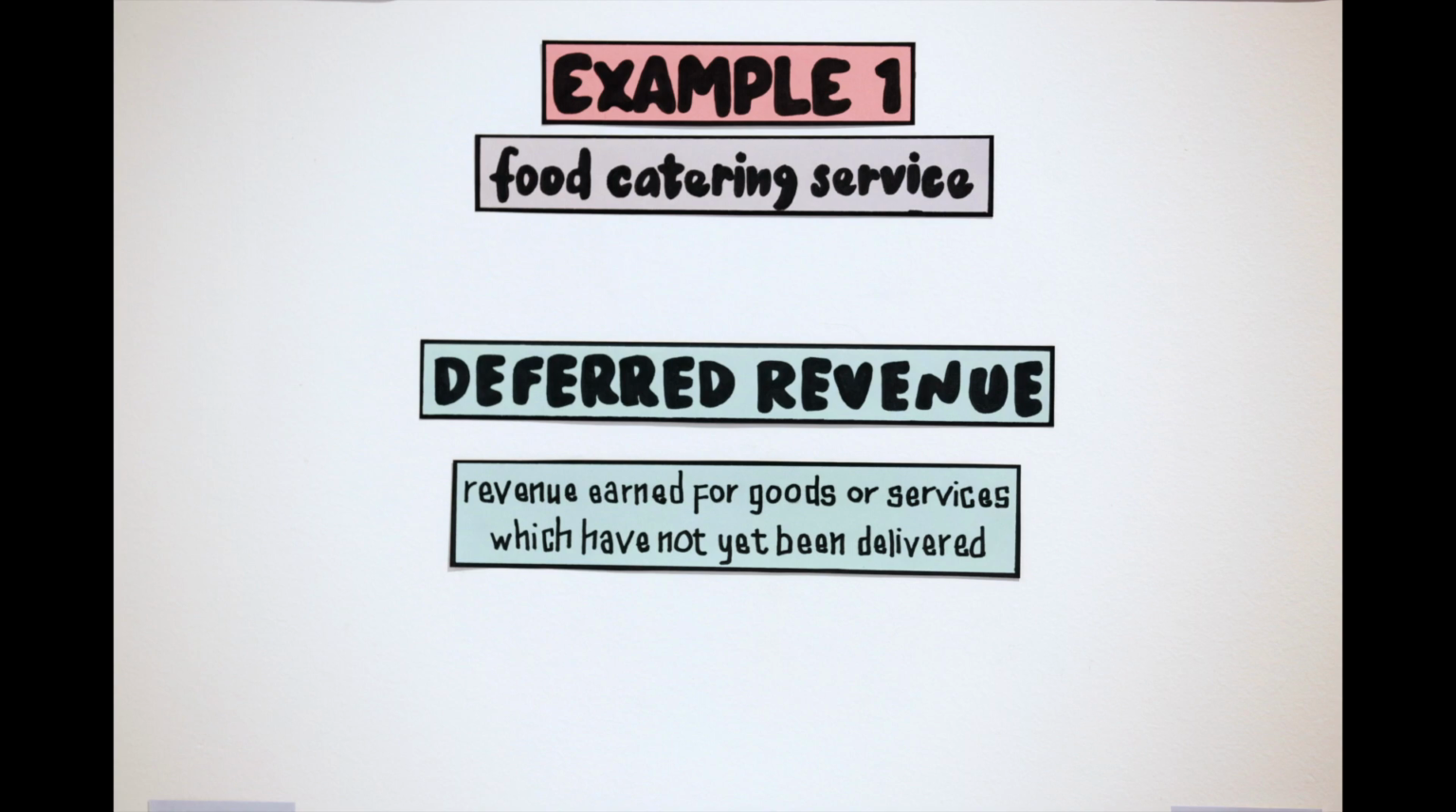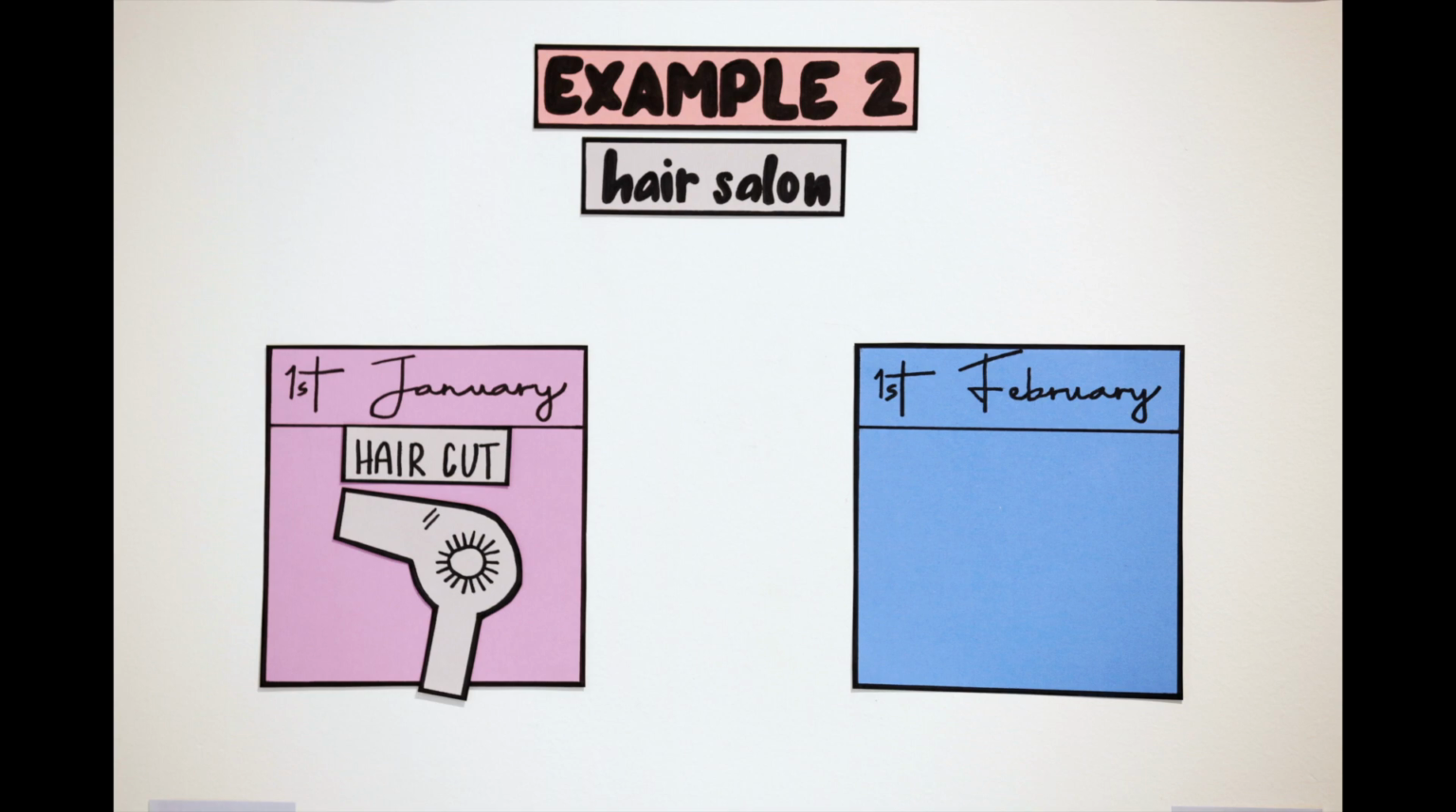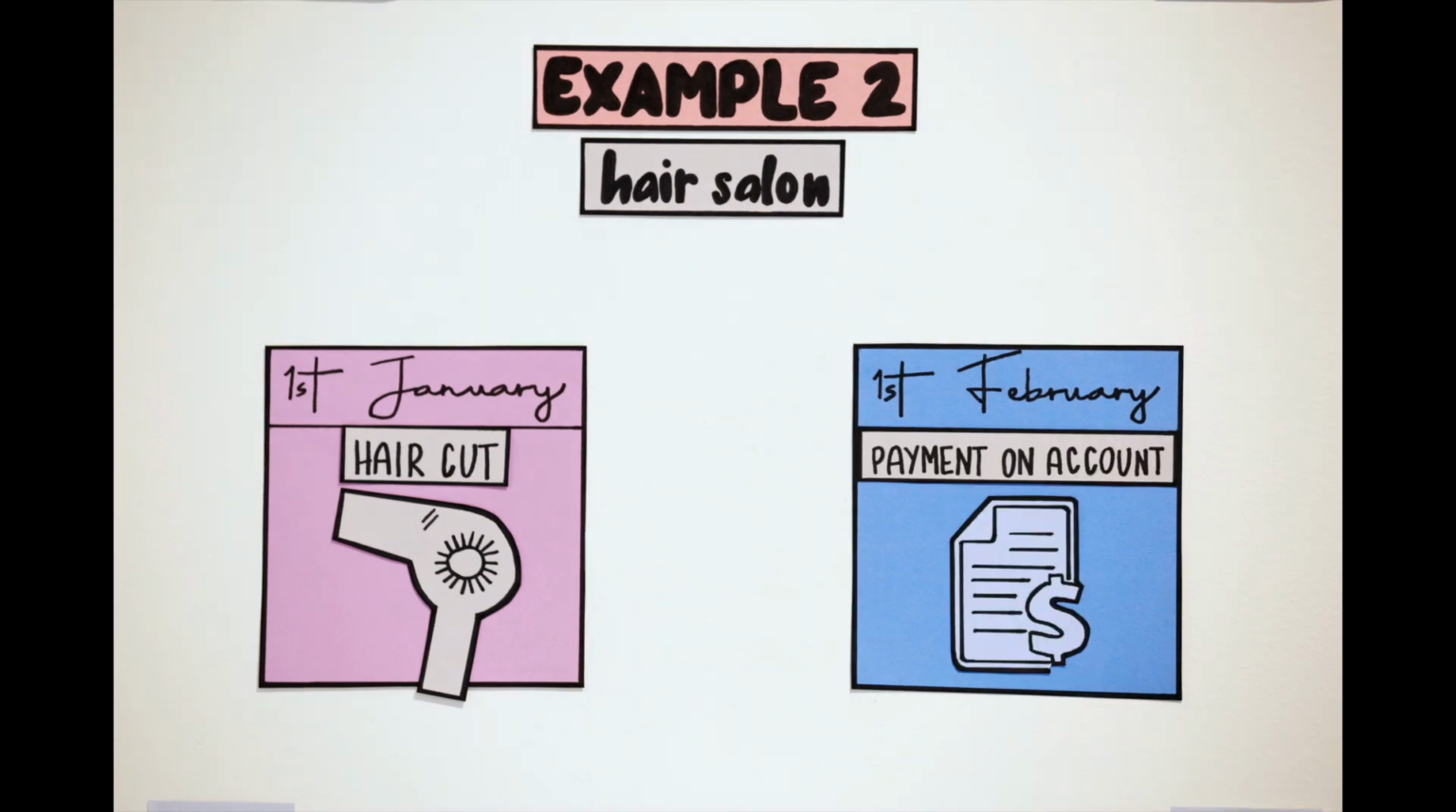So now, moving on to example 2. So imagine your close friend owns a hair salon. On the 1st of January, you have an appointment to cut your hair. You pay for this service on account with 30-day payment terms. So simply, the service was paid for at a later date being the 1st of February.